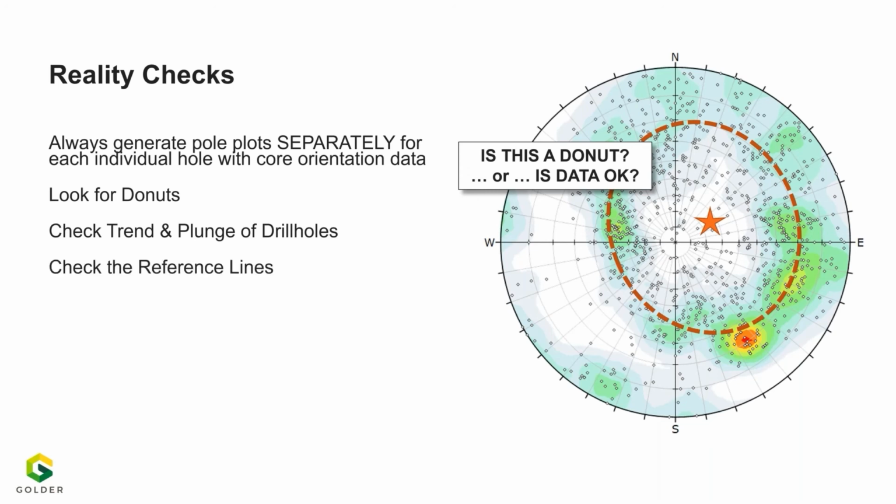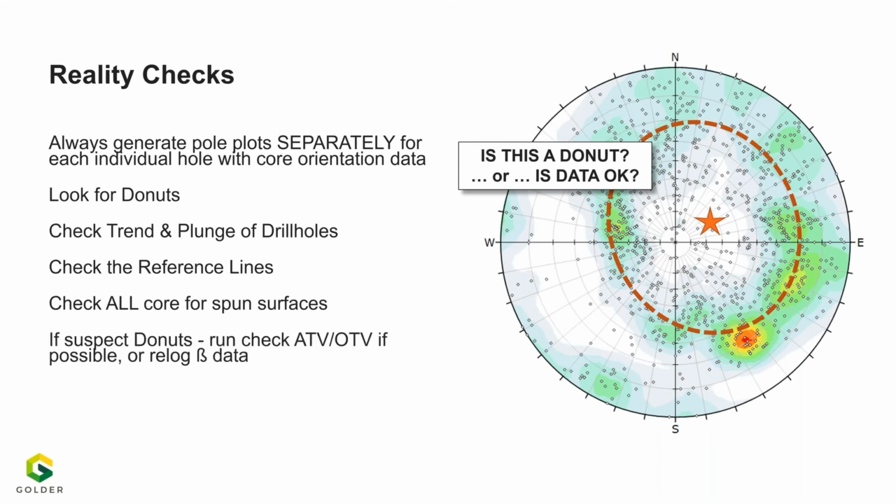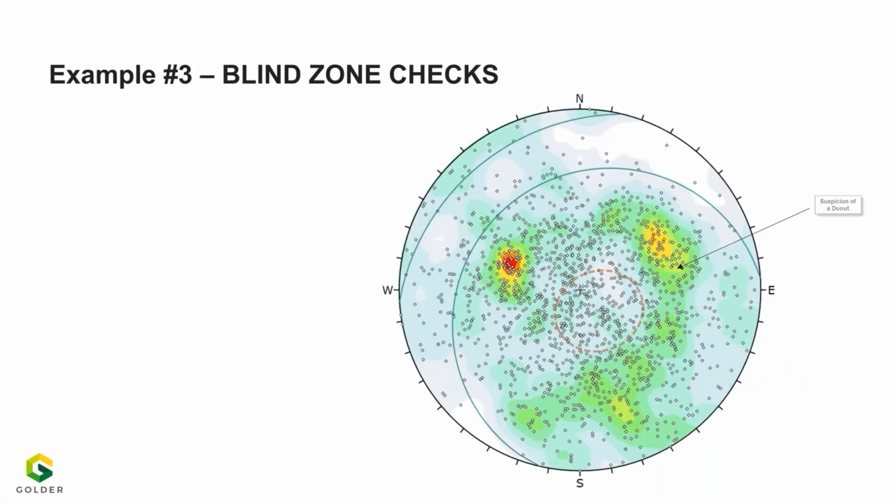See where the actual plunge of the drill hole is. Check the reference lines. Check all core for spun surfaces. Run ATV or OTV if you are uncertain and you have the ability to do so. But always be very careful and never put data together into big data sets if you've got lots of oriented core and you haven't checked to start with.